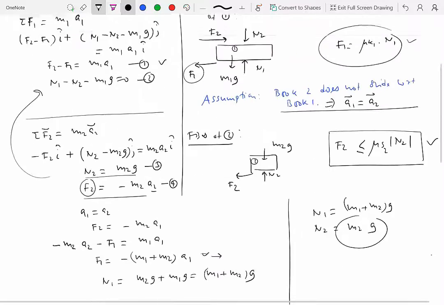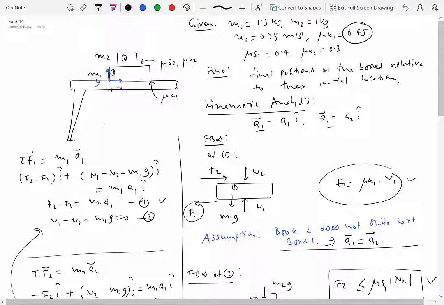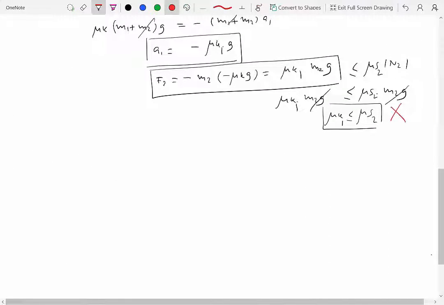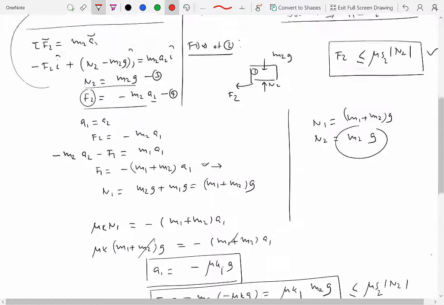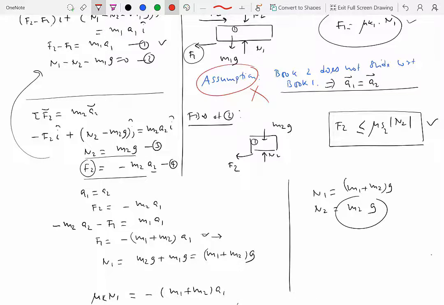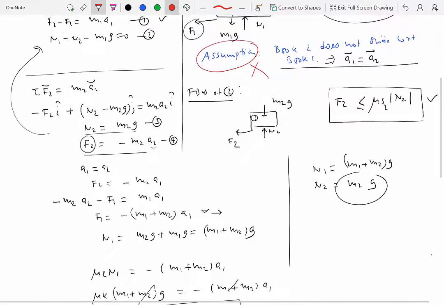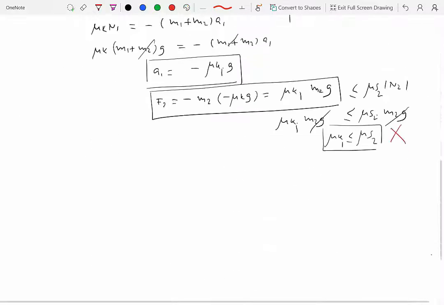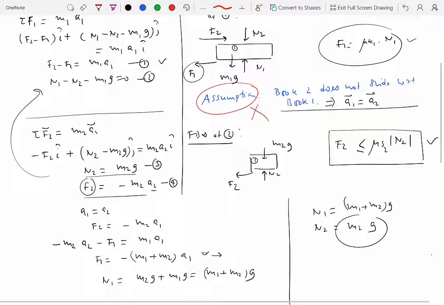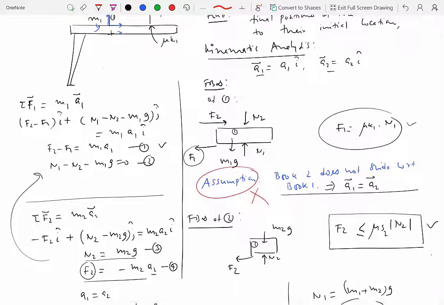Is that the case? So mu K1 is 0.45 and mu S2 is 0.4, which means that this is not true, right? So that means that the assumption that we made over here is also wrong, because what we have computed is not consistent with our assumption. Now, if it turned out that this was okay, then we wouldn't have to go any further, right? But that is not the case over here. So what do we do in this case? Well, we have to go back over here and we have to disregard this assumption now.